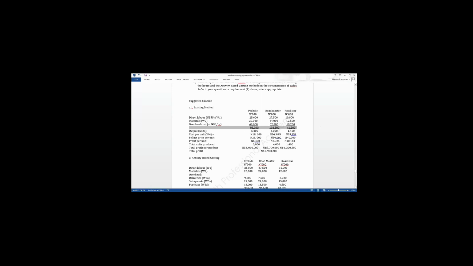All right, we move to A Roman figure 2. We now want to use activity-based costing. Please note, the activity-based costing will only affect the overheads. The direct labor cost remains unaffected because this cost can be traced to a specific product. Labor cost for Prelude, 25 million. Labor cost for Roadmaster, 37.5 million. Labor cost for Roadster, 10 million.